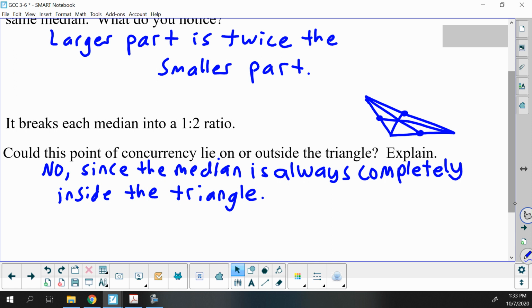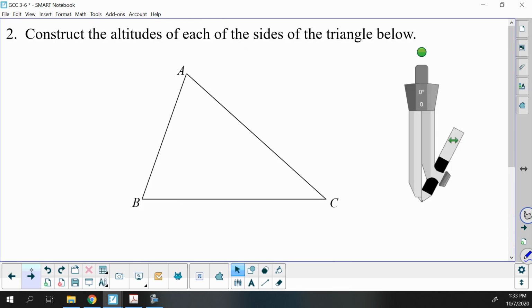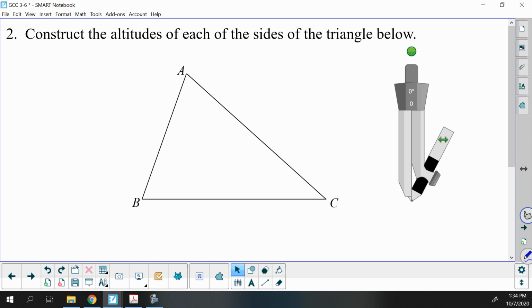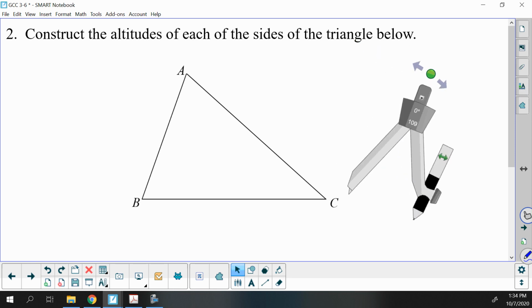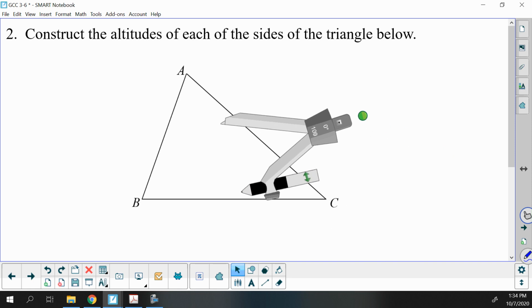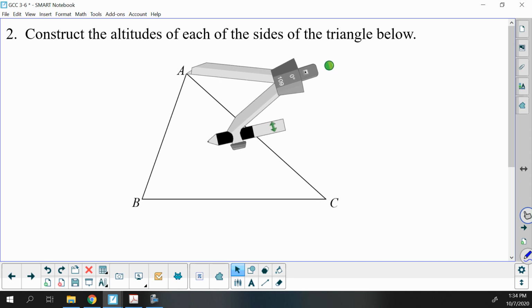So that's the centroid, which comes from the medians crossing and the things that we know about it. The other one we're going to look at today is our altitudes and find their point of concurrency. So the altitude forms a right angle with the opposite side. So in other words, it's perpendicular to the opposite side. So we need to do our construction of a perpendicular line with a point that is not on the line. So we're first going to do our one from A.